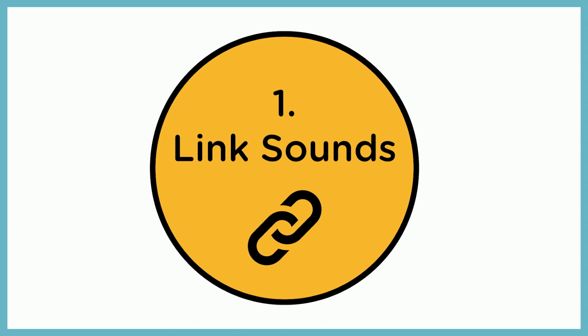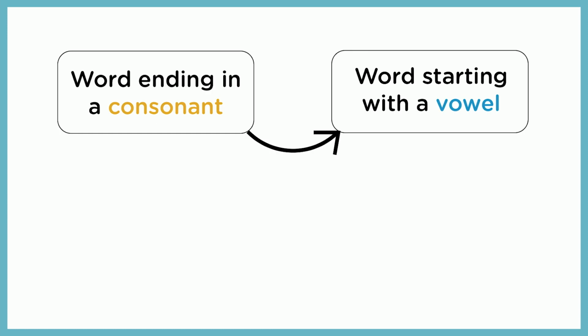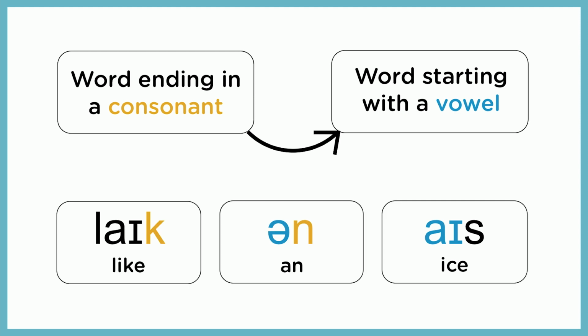Okay, so we're going to start with linking sounds. Now, you may have heard of this rule before. When you have a word that ends in a consonant and the next word starts with a vowel sound, you link them. So, for example, let's look at these three words here. Like, which ends in what consonant sound? K. Yes. Now the next word starts with the schwa, so that's a vowel sound, and then its second letter is a consonant again, n. And now our third word here starts with a vowel, I, as in ice. So we need to link them. Here's what it looks like.